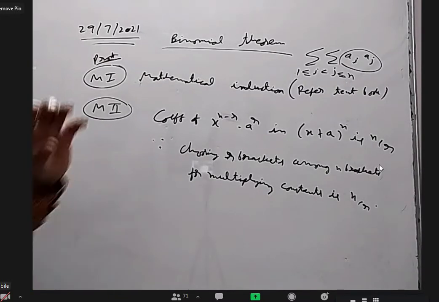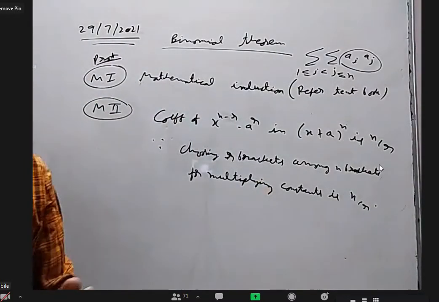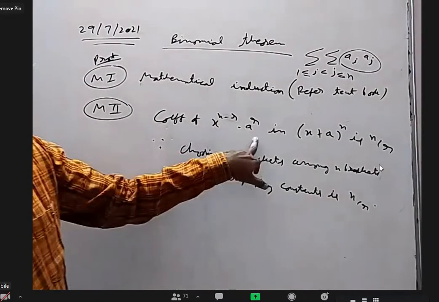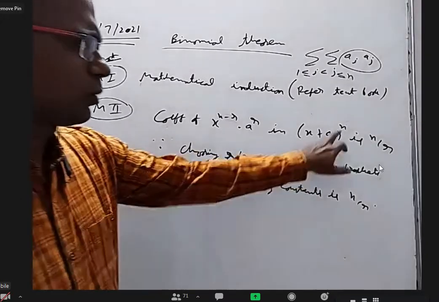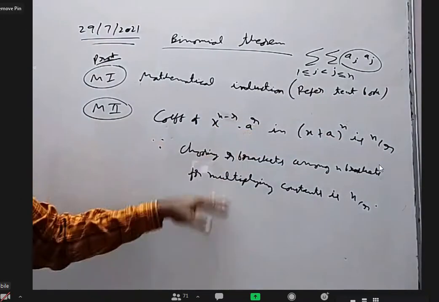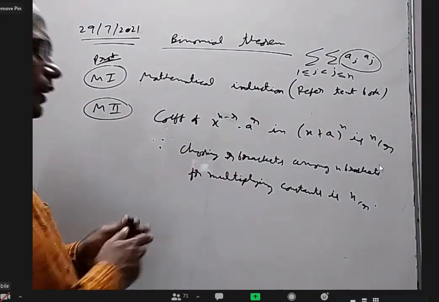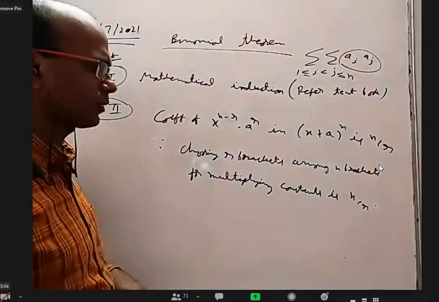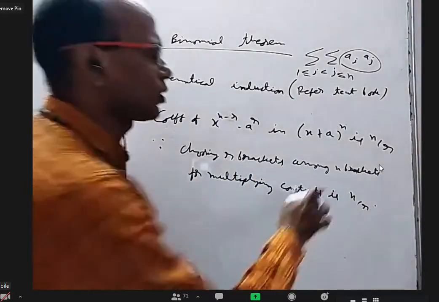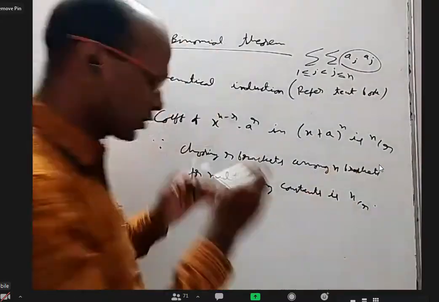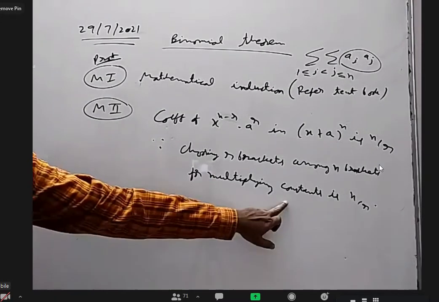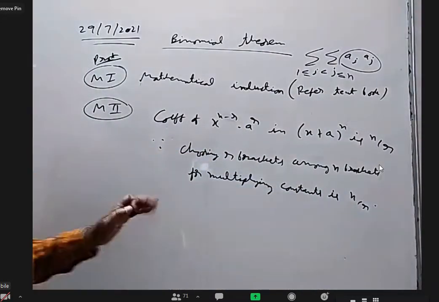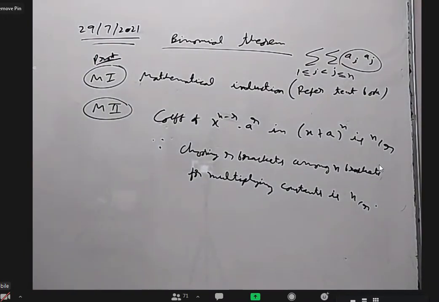But I told you, from n items, selecting R items is NCR. That much I told, right? Okay. So based on that, the coefficient of x power n minus r into a power r in x plus a whole power n is NCR. Why? For that, the explanation I'm giving is choosing R brackets. That is, you write x plus a into x plus a into x plus a, n times. Among them, choosing R brackets among the n brackets. In whichever brackets you have chosen, you are going to multiply the constant. In all other brackets, you are going to multiply x. So for choosing that, NCR. I think this explanation is okay, right?